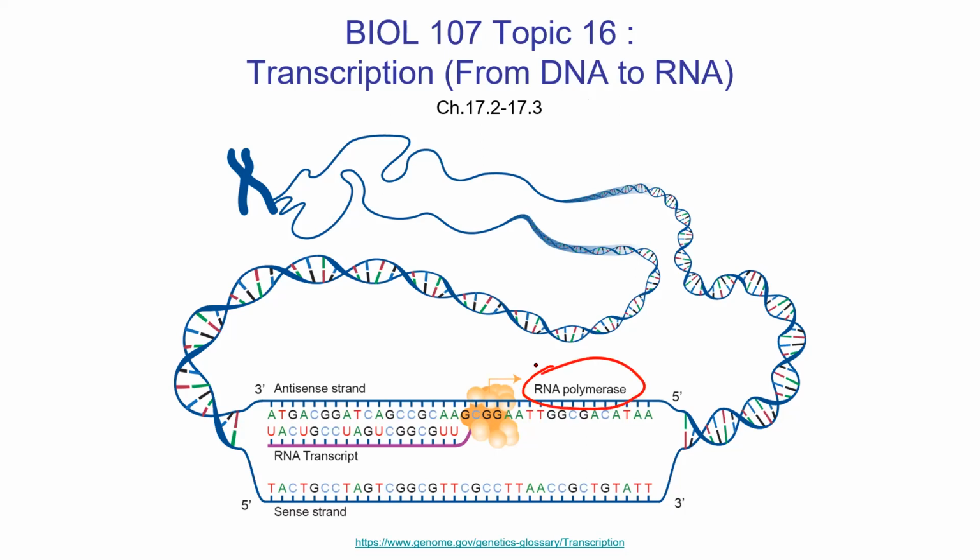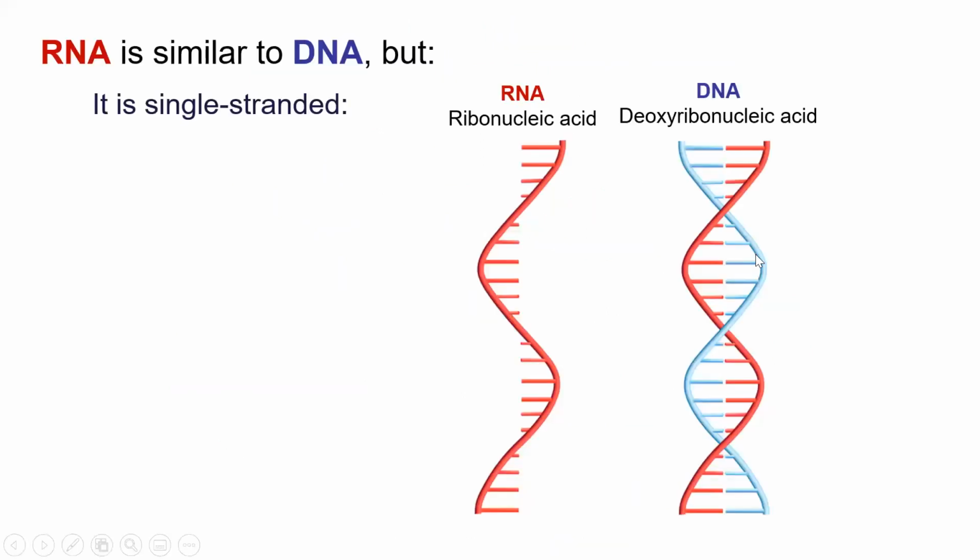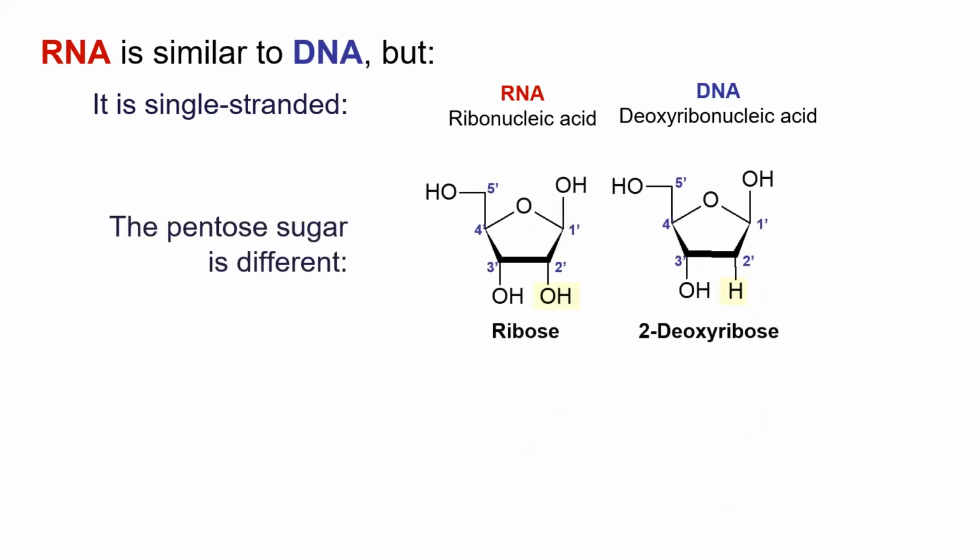So let's talk a little bit about transcription and then we'll talk about how it works. One thing to remember is that we're going to make RNA, and RNA is a little bit different than DNA. Generally, RNA is single-stranded. It's not always the case. I think I showed you with the transfer RNA that sometimes it ends up with double-stranded regions, but it's not consistently double-stranded like DNA.